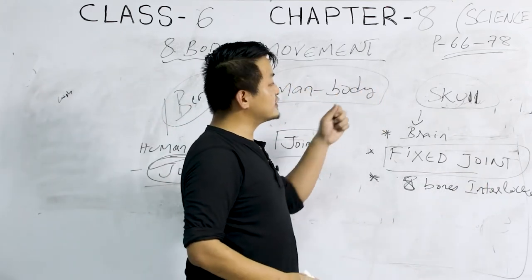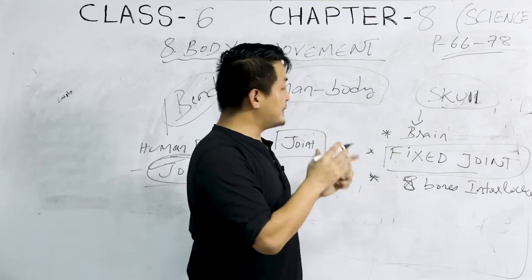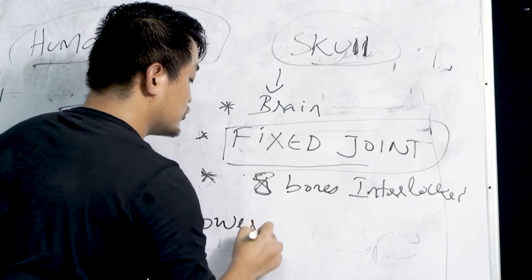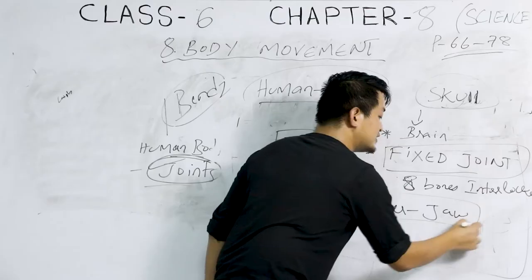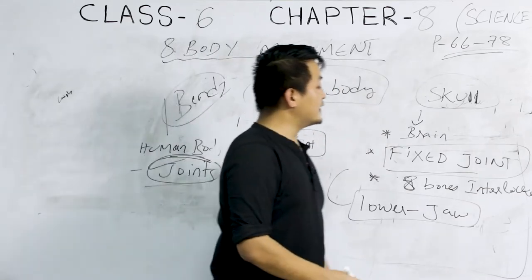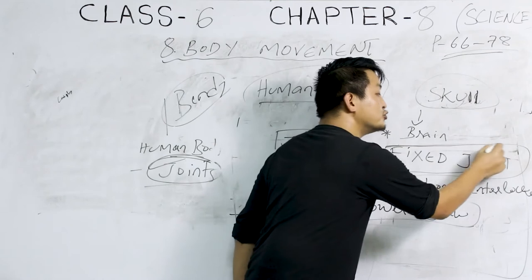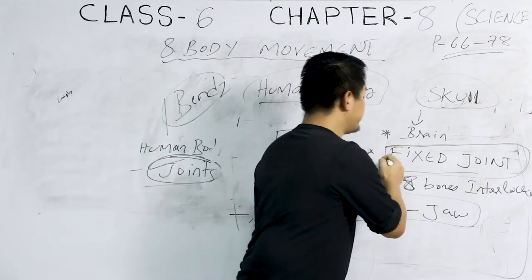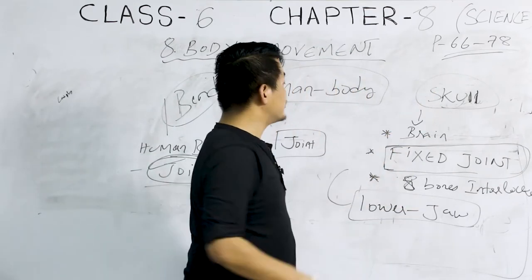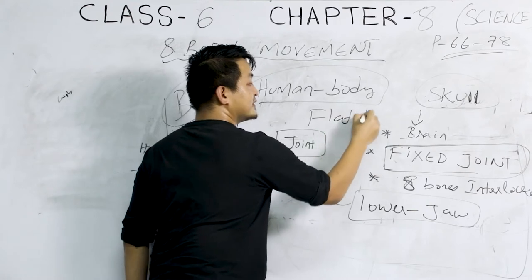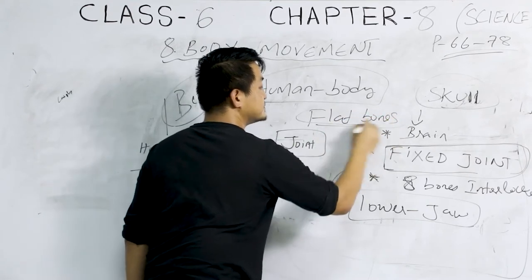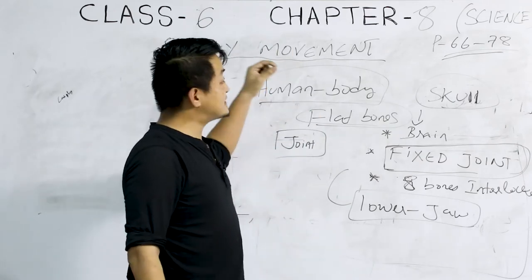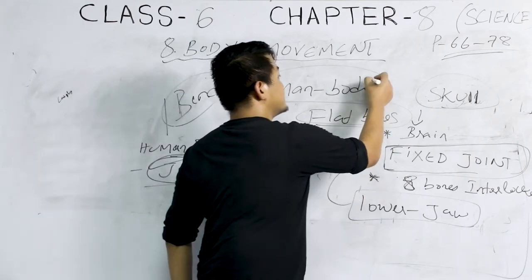And in the human skull, the only part that is movable would be the lower jaw. Clear? The lower jaw is the only part which is movable. Now you have to know the name of the joint which is present in the human skull, that is fixed joint. Clear? And if you are asked what type of bones are present in the human skull, then we have flat bones. Clear? Flat bones.